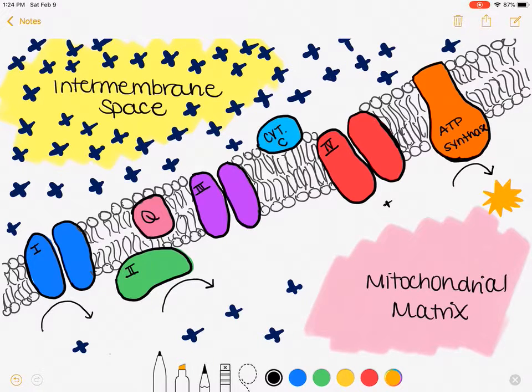Alrighty, here we have the electron transport chain. We have the inner membrane space designated on the yellow side and the mitochondrial matrix designated on the pink side. Separating the two, we have the inner mitochondrial membrane, which contains many proteins. The first of which we're going to discuss is NADH dehydrogenase, which oxidizes NADH. This protein is shown in blue, located in the beginning, labeled Roman numeral 1.